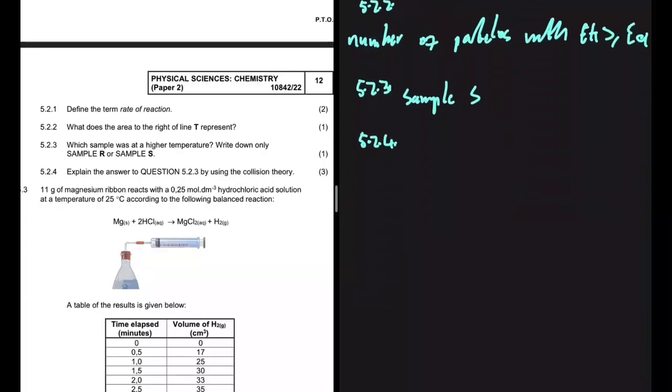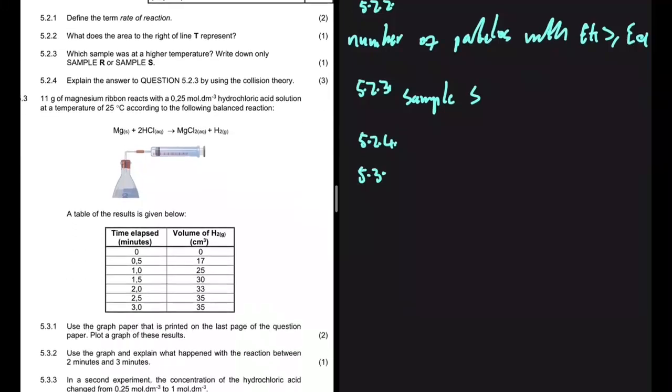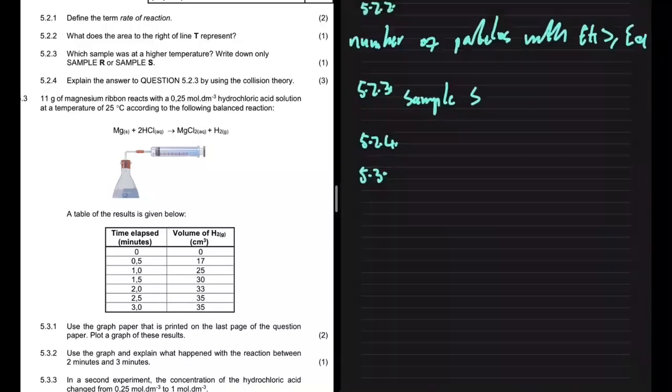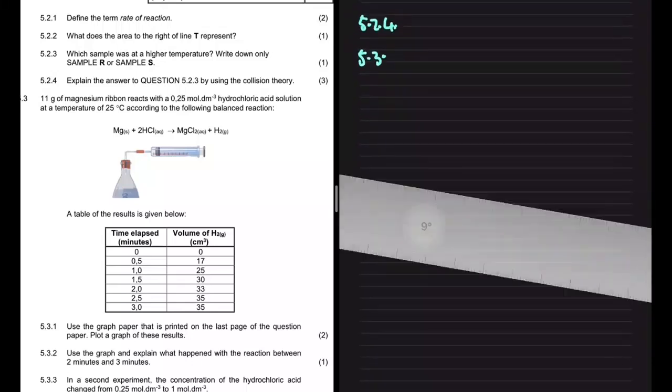5.3. In 5.3, the question is saying that 11 grams of magnesium ribbon reacts with a 0.25 moles per decimeter cube of hydrochloric acid solution at a temperature of 25 degrees Celsius according to the following balanced reaction. There we have it. A table of the results is given below. The first question, use the graph paper that is printed on the last page of the question paper and plot a graph for this result. So even though we don't have a graph paper, let's see what we can do here.